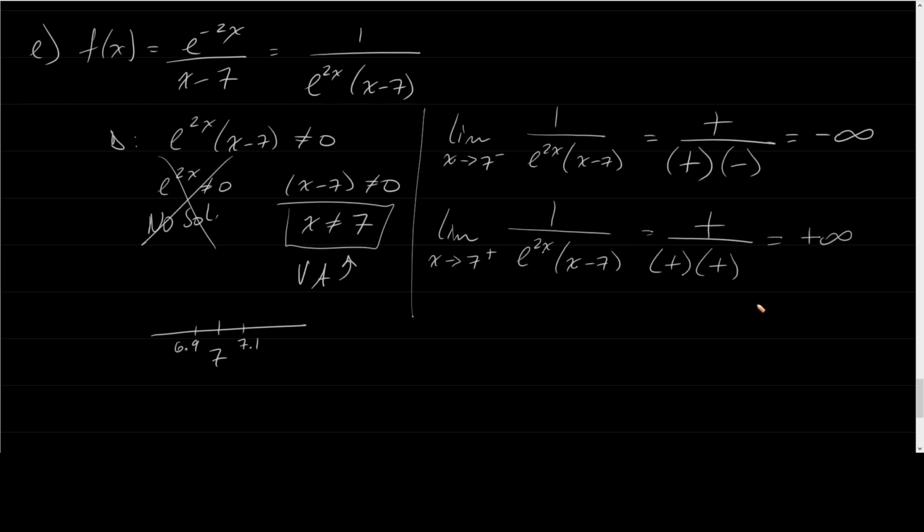So I won't give the full sketch of this one, but I will tell you essentially what's going on around these asymptotes. What we have here is 7, and from the left, we went to negative infinity. From the right, we went to positive infinity. So that's the behavior that we found there. All right. That'll be the end of this video.